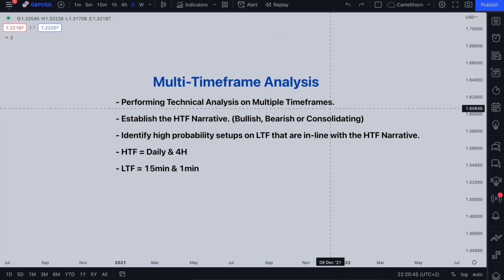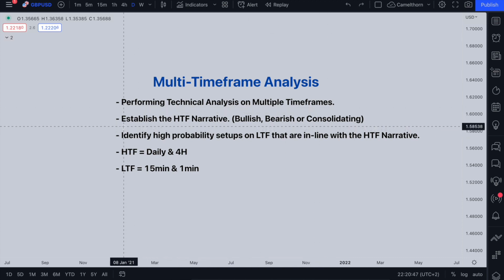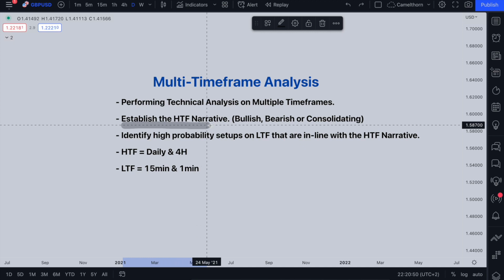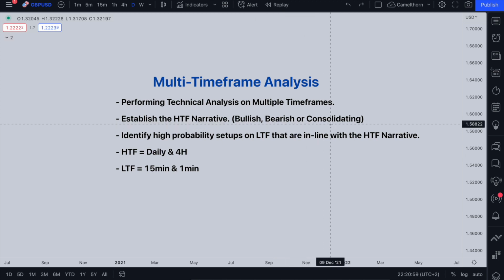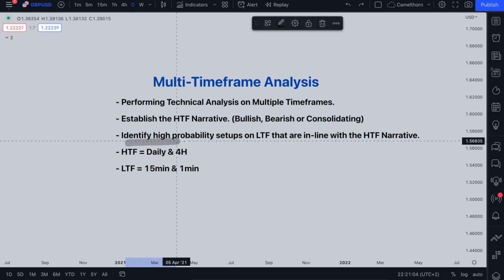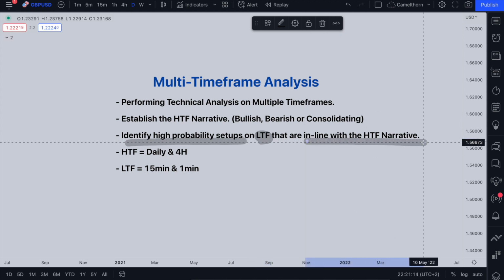Right now, multi-time frame analysis literally refers to the act of performing technical analysis on multiple time frames. The reason we do this is because we want to first of all establish what our higher time frame narrative is. So we want to establish whether we are bullish, whether we are bearish, or whether we're in a phase of consolidation. And then after we have established that higher time frame narrative, what we then want to do is identify high probability zones, high probability setups on our lower time frames that will allow us to get involved in trades that are in line with that higher time frame narrative. Okay, that's essentially what multi-time frame analysis is.